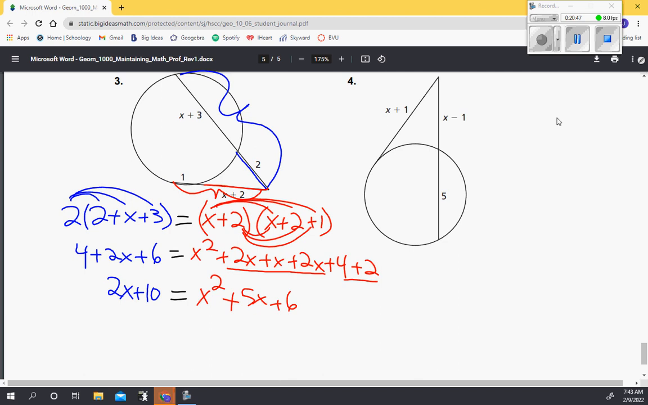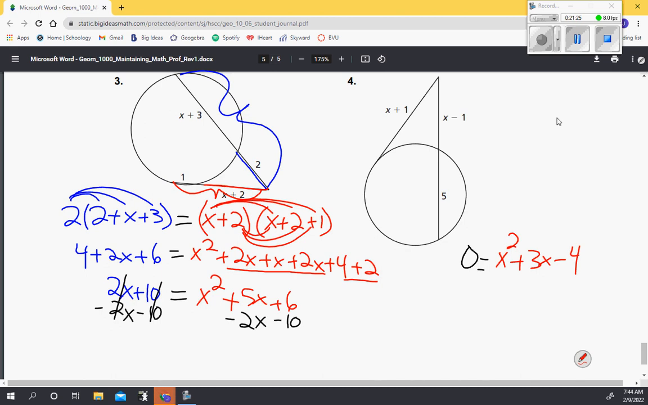Alright. Now that I've simplified on both sides, I'm going to subtract everything over to one side. Get everything all by itself. So I'm going to subtract 2x, and I'm going to subtract 10 to get rid of everything over here. Now I'm going to bring this problem out to the right. I'm going to get 0 is equal to x squared plus 3x minus 4.